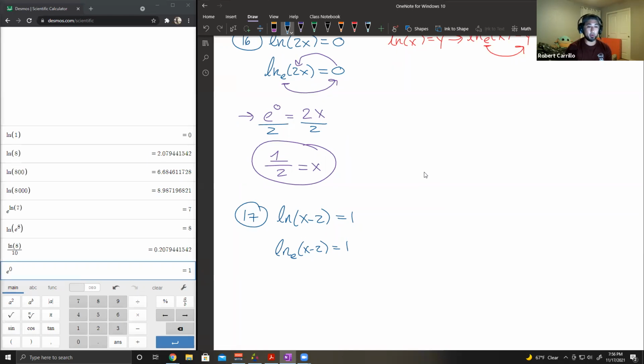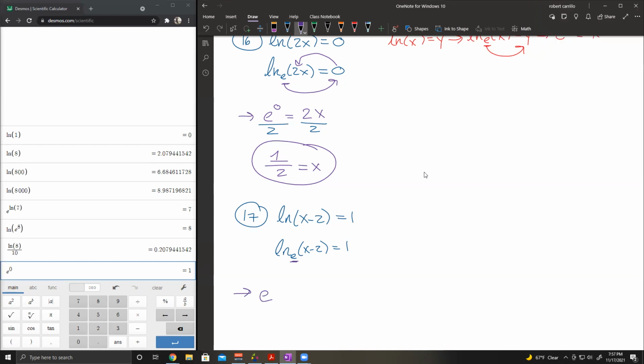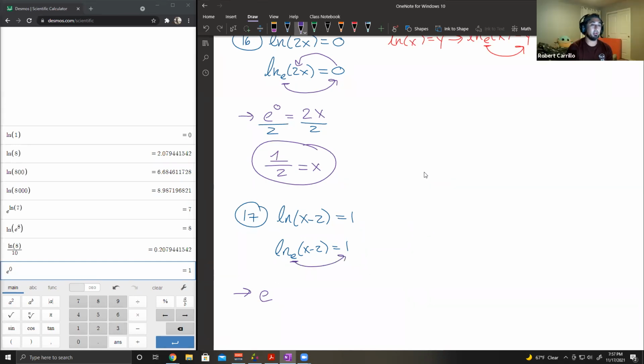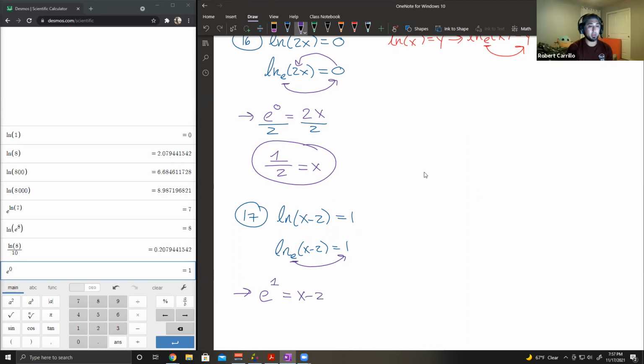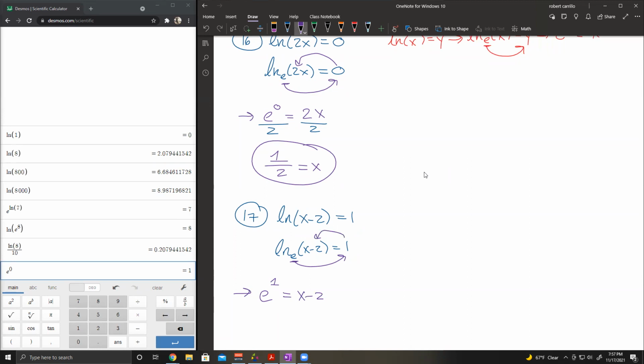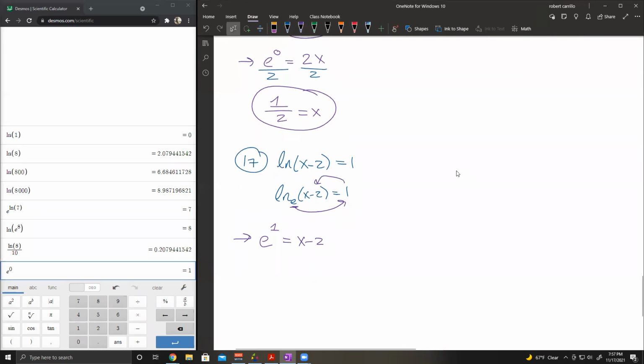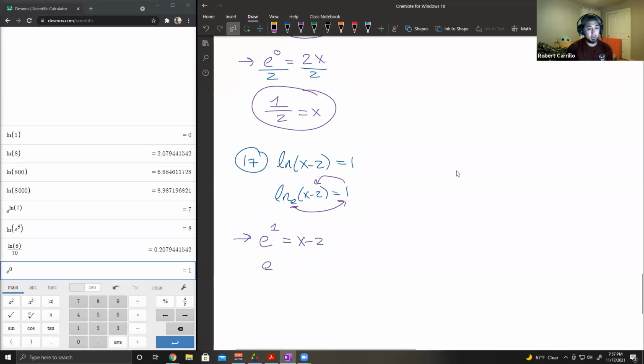And somebody convert this for me. What should I write? E to the what power? First power. E to the first power equals x minus 2. There you go. All right. And e to the first is just e. So you have e equals x minus 2.